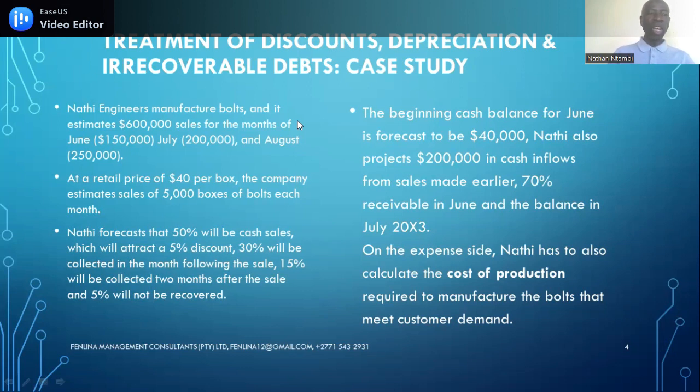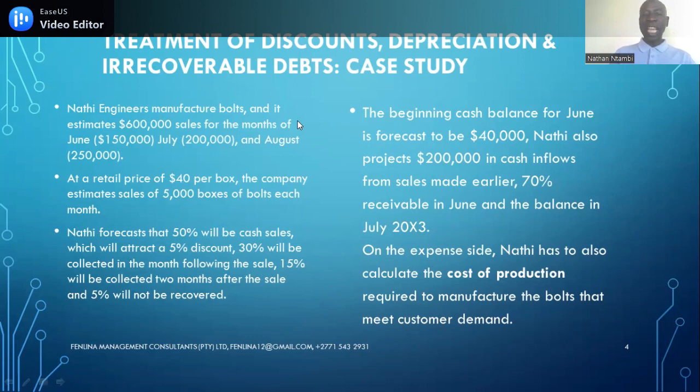30% will be collected in the month following the sales. 15% will be collected 2 months after the sale, and 5% will not be recovered. The beginning cash balance for June is forecast to be $40,000. Nathi also projects $200,000 in cash inflows from sales made earlier, 70% of which is receivable in June and the balance in July.